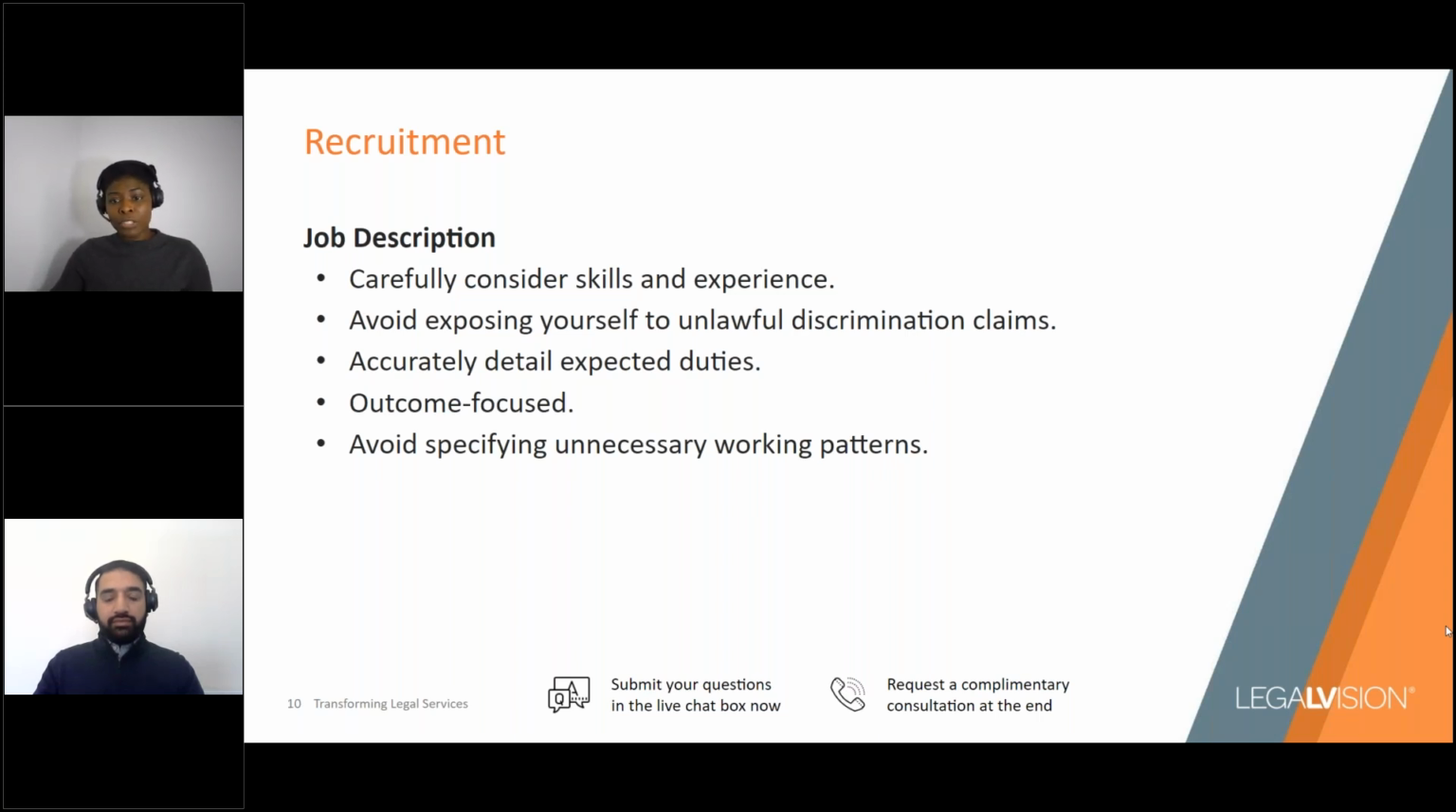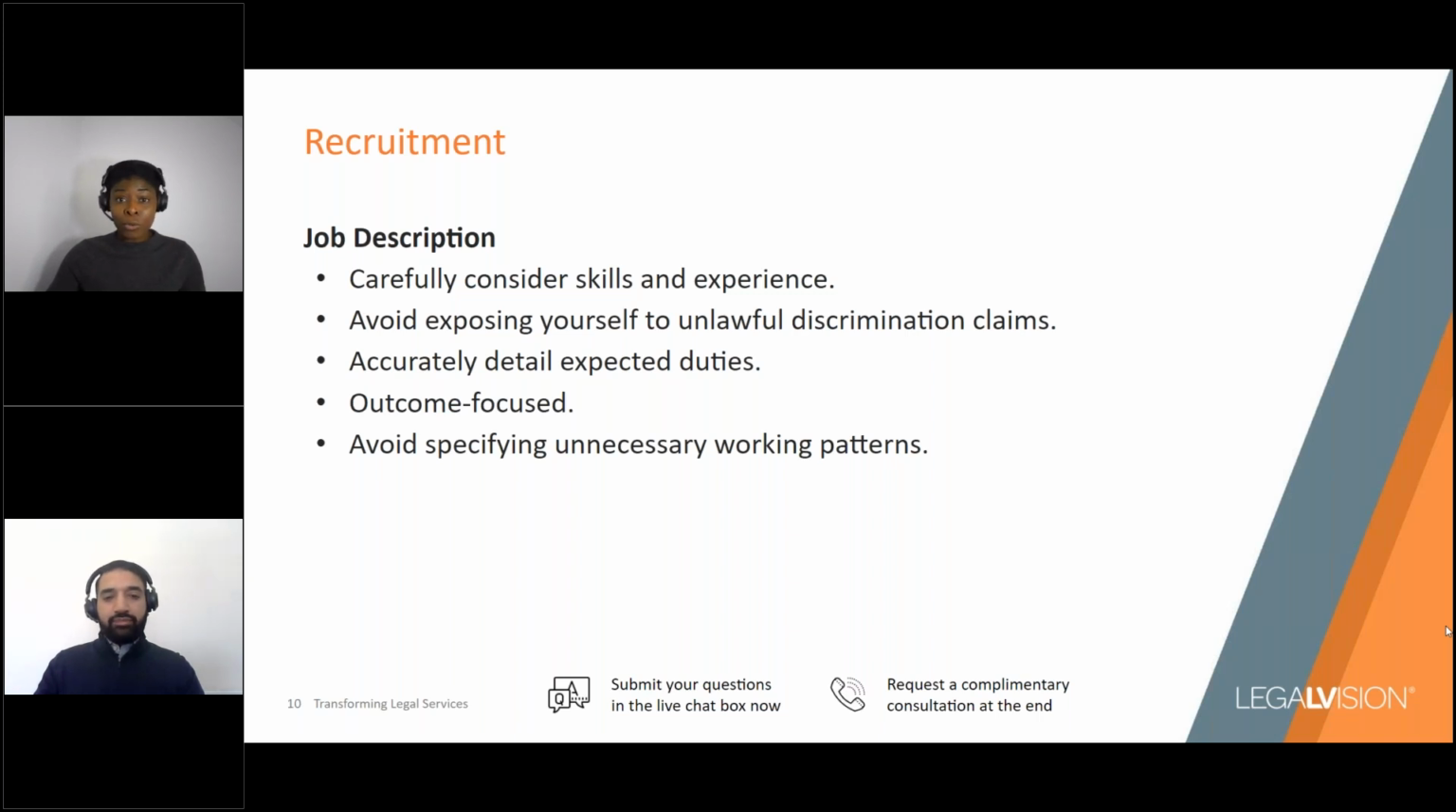The other thing is to avoid specifying unnecessary working patterns in the job description. The more you try and box yourself in by saying, I only want to hire full-time staff, you may miss out on talented candidates that are only available on a part-time basis or are willing to have a job share arrangement. So our advice to companies is usually to try and widen the pool of potential applicants by considering a flexible approach to working. As I mentioned, you can have people that work part-time, full-time, or a job share. And also now hybrid working is really, really appealing to job seekers.